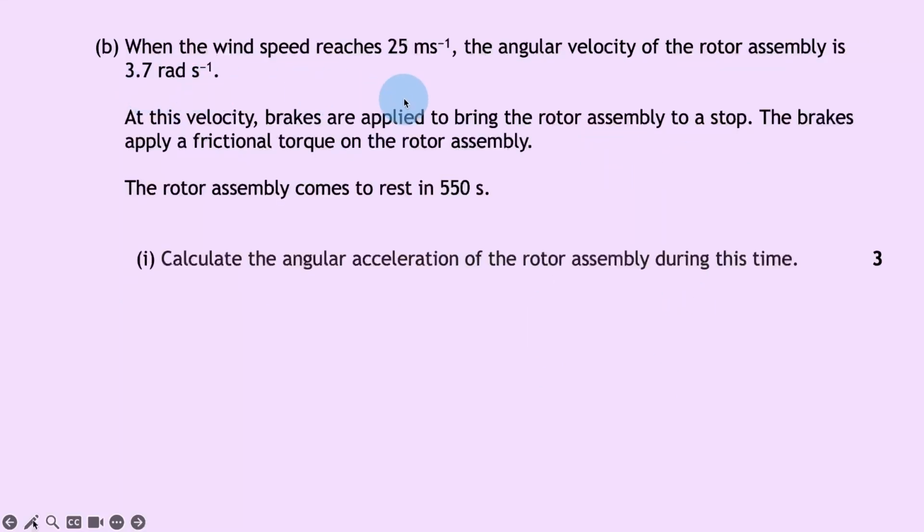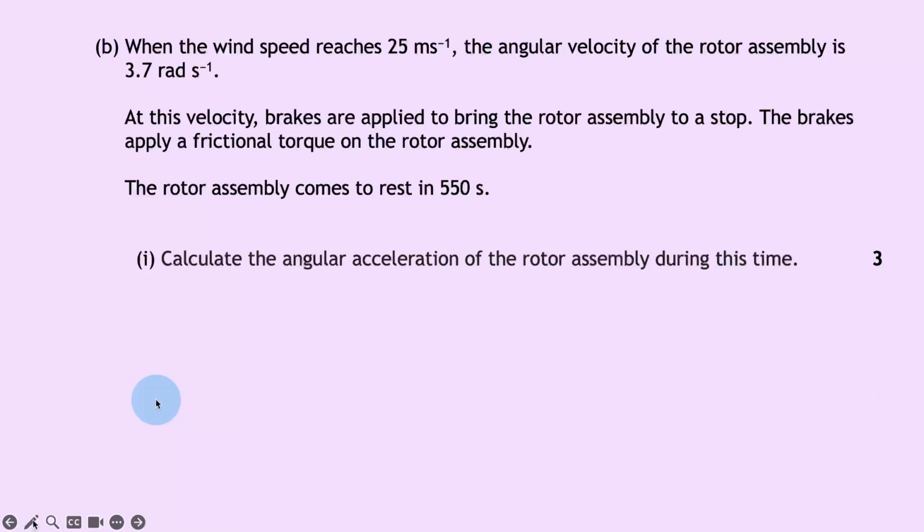Part B says when the wind speed reaches 25 meters per second, the angular velocity of the rotor assembly is 3.7 radians per second. At this velocity, brakes are applied to bring the rotor assembly to a stop. The brakes apply a frictional torque on the rotor assembly. The rotor assembly comes to rest in 550 seconds. Part 1 says calculate the angular acceleration of the rotor assembly during this time, and there's 3 marks available here.